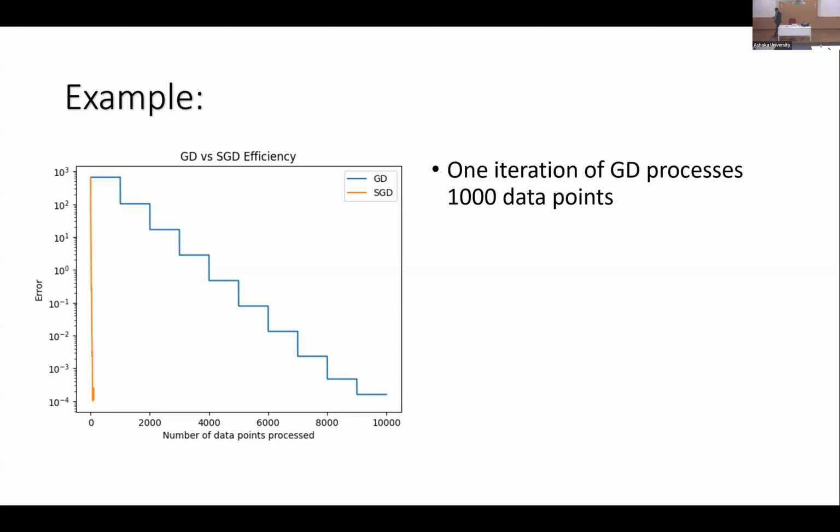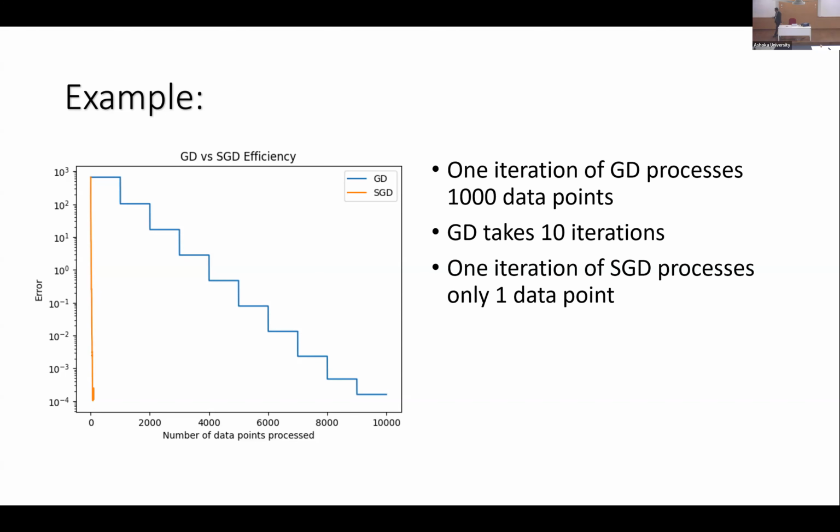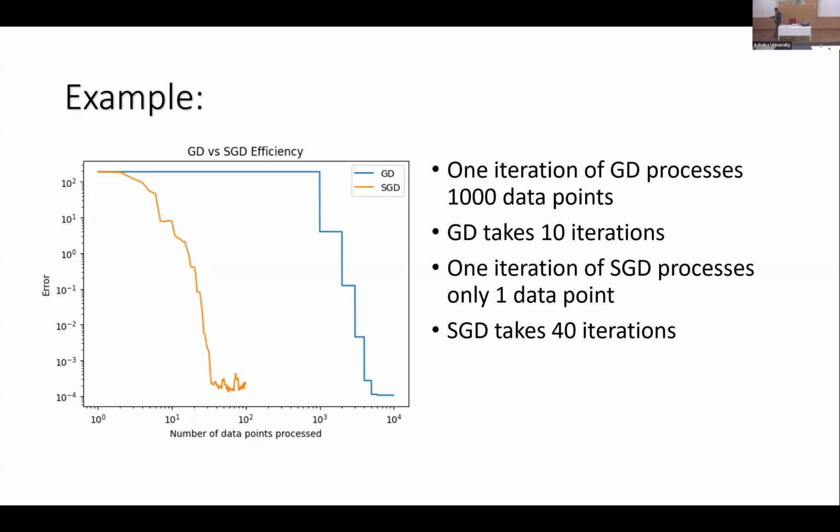Right? So this is the reason, and SGD takes 100 iterations. So here it is actually taking only 40 iterations. Right? So in the log scale, this would look something like this.